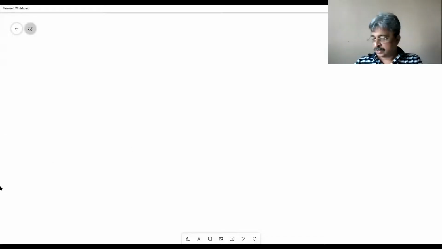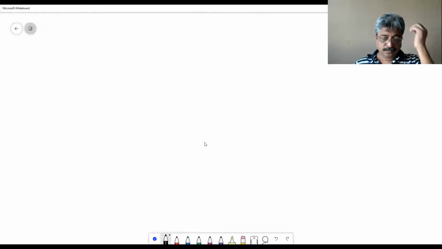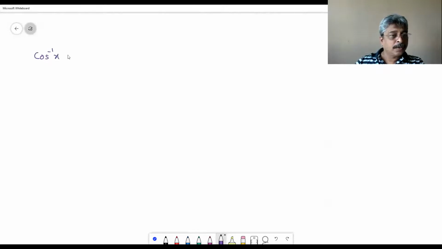Okay, let us try to solve it. Now, cos inverse x plus cos inverse y in terms of cos inverse.